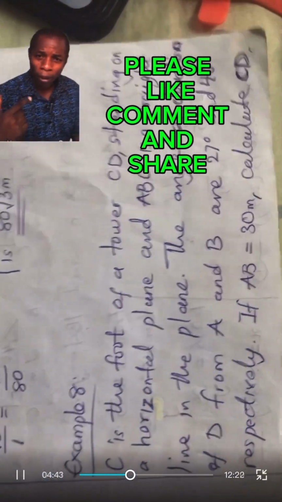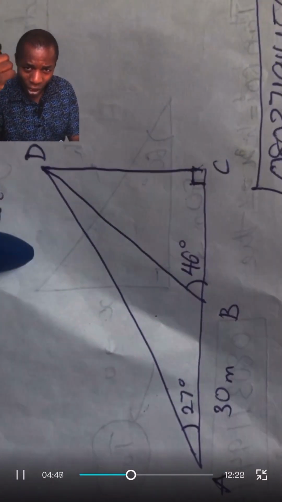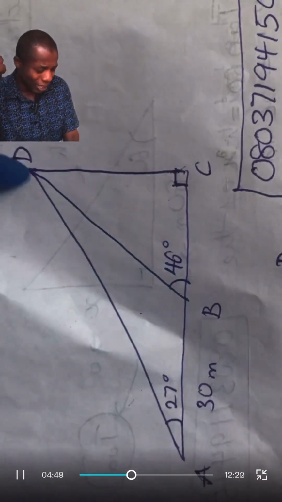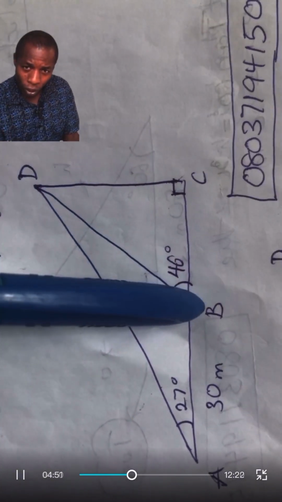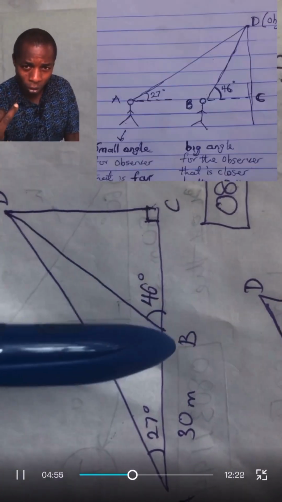So you now introduce another observer. That observer too is looking at D, the object at D. So from that D, you now draw a line inside to B. All right, so that one will carry the angle of 46 degrees because it's closer to that object D.